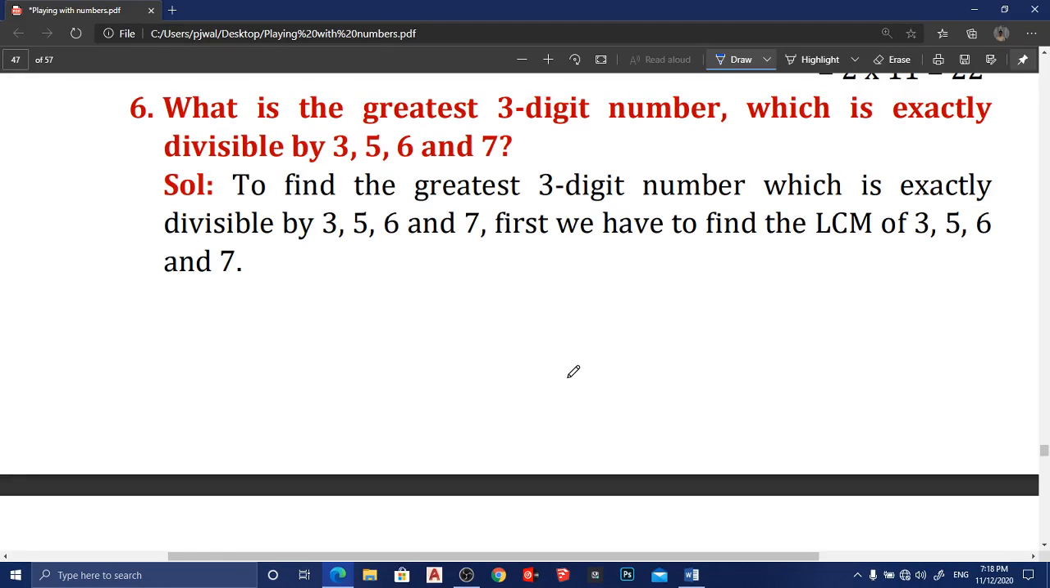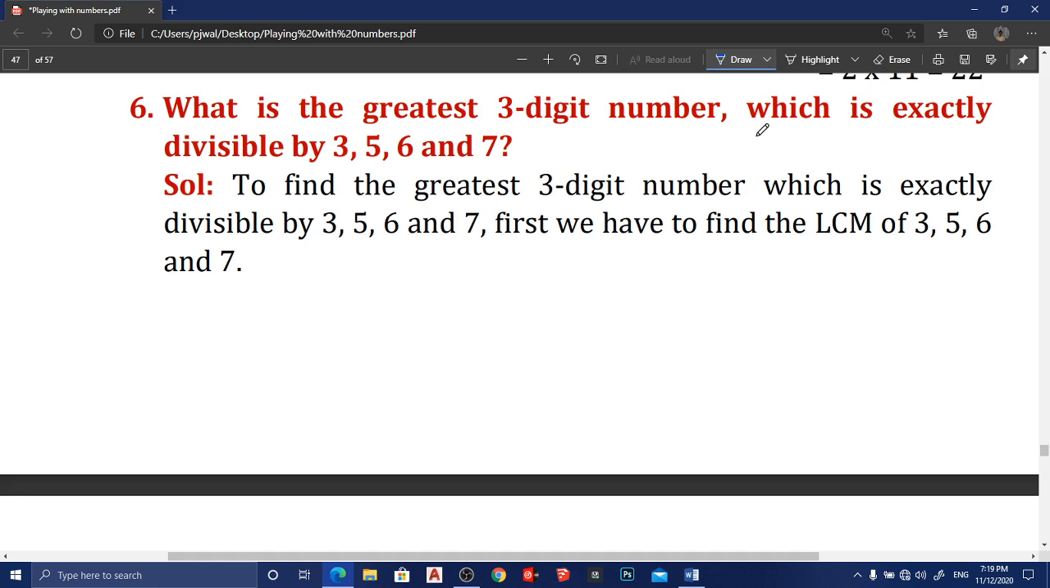Good morning, students. Up to now in exercise 3D of playing with numbers, I explained up to the fifth problem. Now we are going to learn the sixth one. What is the greatest three-digit number which is exactly divisible by 3, 5, 6 and 7?